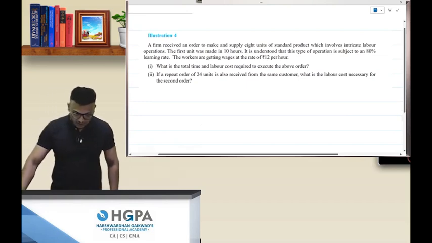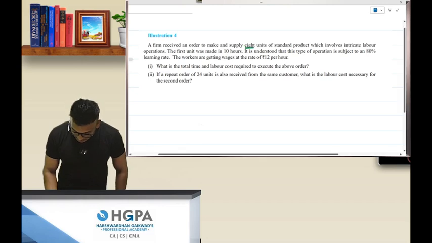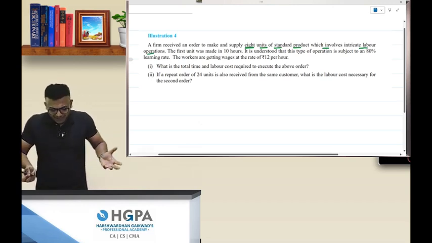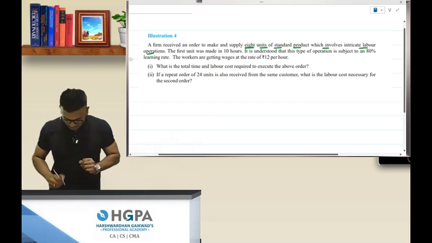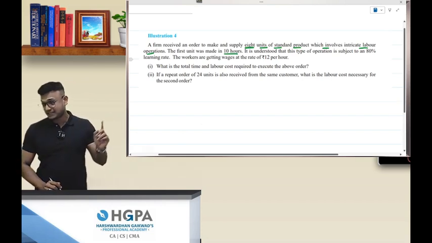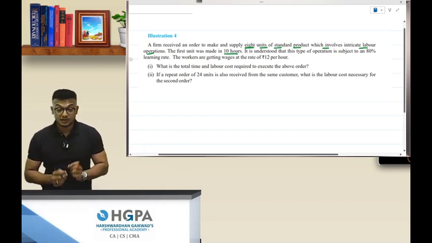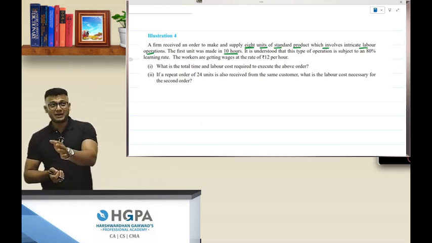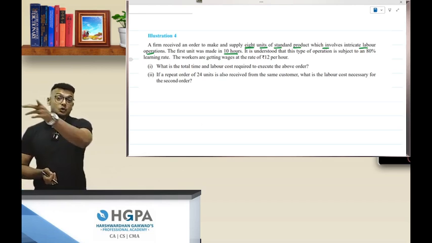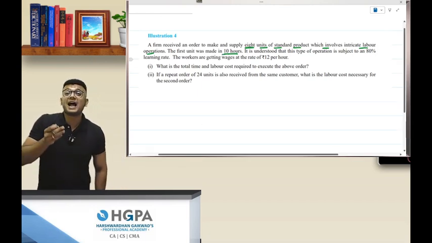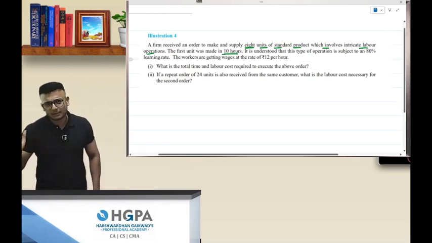A firm received an order to make and supply 8 units of a standard product which involves labor operations. So they received an order of 8 units, that's their first order. The first unit was made in 10 hours. This information is very crucial for us because when we use the formula approach, y = k x^s, we need k, the first unit's hours. So we have got that point.